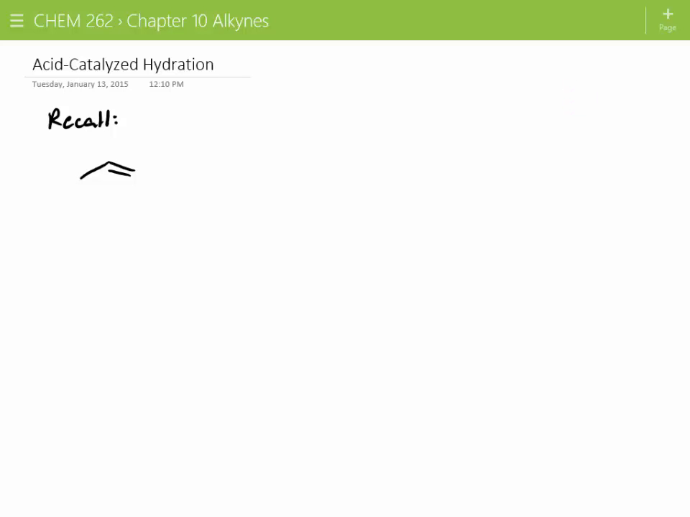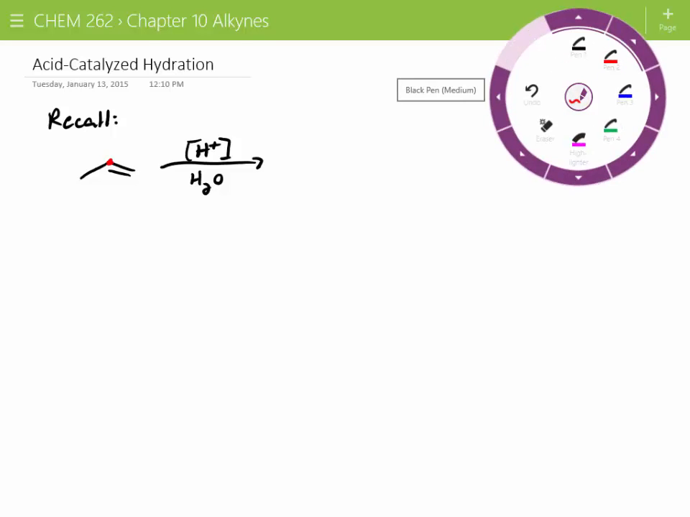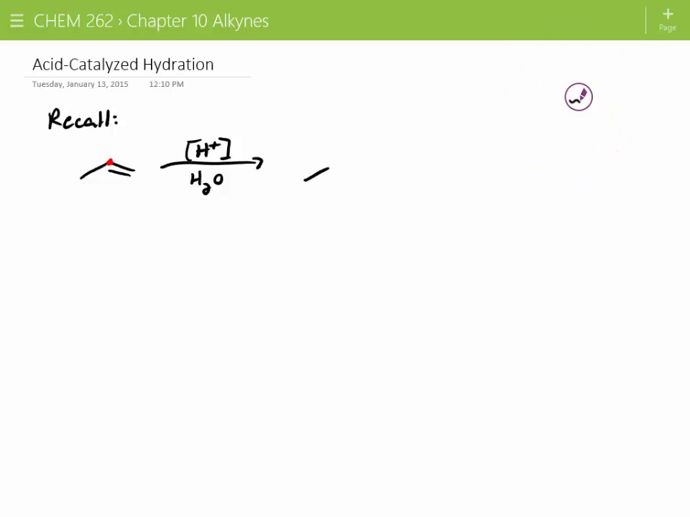All right, so with our alkene, if we added in a proton source along with water, what would we get out? Would we get a Markovnikov addition or anti-Markovnikov addition? Markovnikov, right? So again, if we look at the more substituted side, we know it should add to that red carbon. So with alkenes, you would get an alcohol. All right, so review from chapter 9. Question is, will this work with alkynes?